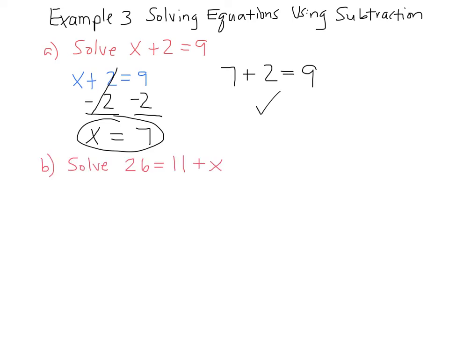Okay, so now we have part B. It says solve 26 equals 11 plus x. So you rewrite your equation. And because we're using the subtraction property of equality, we want to negate or get rid of, undo that addition. So we're going to subtract our 11.